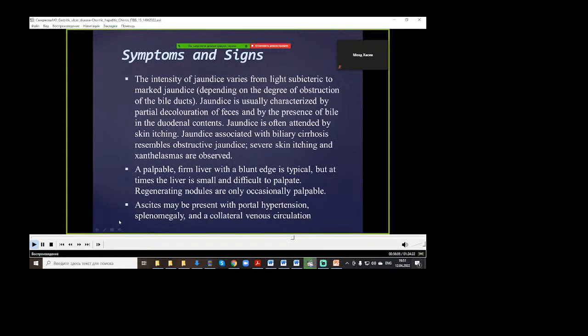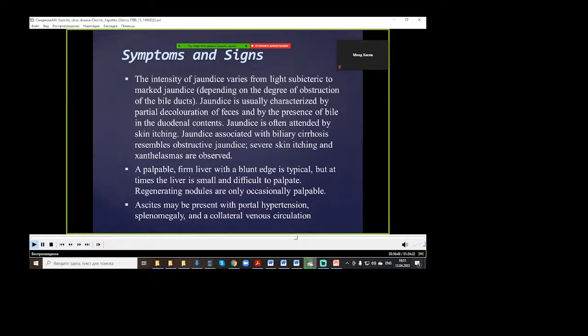The intensity of jaundice varies from light subicteric to marked jaundice, depending on the degree of obstruction of the bile ducts. Jaundice is usually characterized by partial decoloration of feces and by the presence of bile in the duodenal contents. Jaundice is often attended by skin itching and, when associated with biliary cirrhosis, resembles obstructive jaundice. Severe skin itching and xanthelasms may be observed.